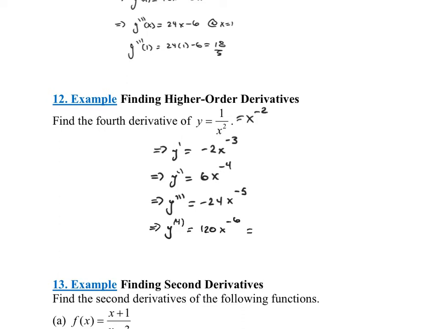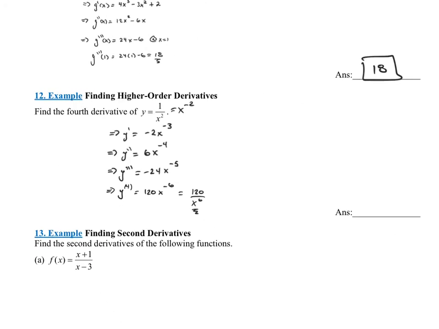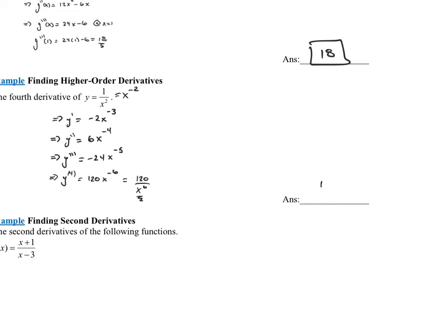But remember, our final answers cannot have negative exponents. And since this is our final answer, we do need to put this back with a positive exponent. So we would move x to the negative 6 and throw that x to the 6 in the denominator. That 120 has to remain in the numerator. So I'm ending up with 120 over x to the 6.